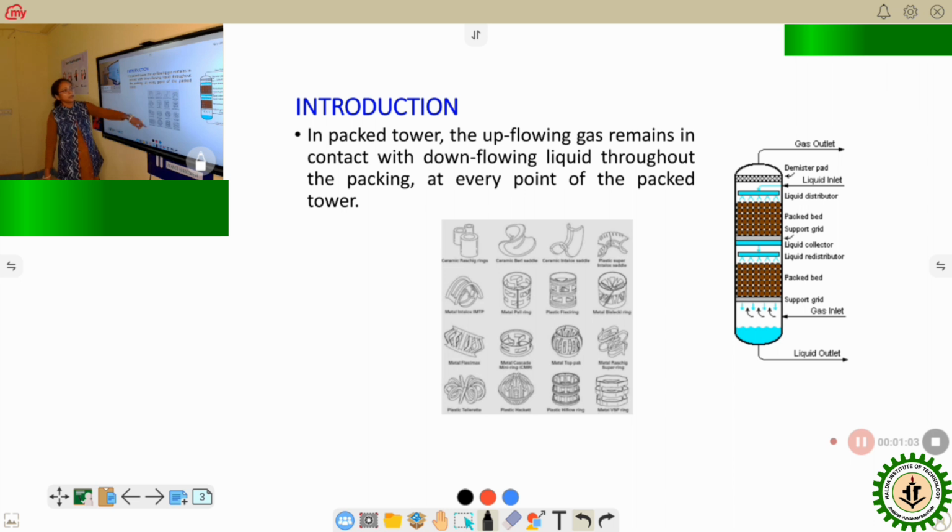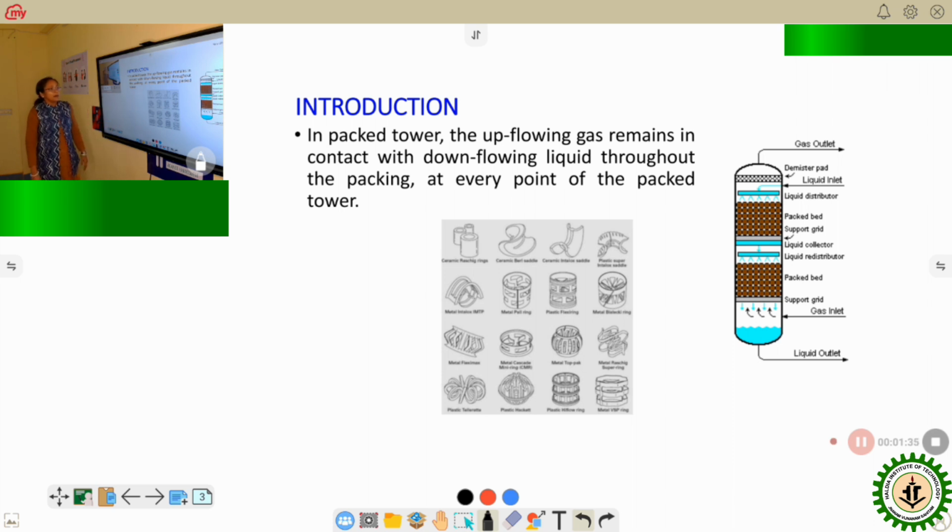And in the packed bed tower, at the top of the tower there is a liquid distributor through which liquid solvent enters the column, and from the bottom of the tower through a nozzle gas enters the column. And there is a support grid on which the packing material is supported, and the gas moving upward and liquid moving downward, contacting between two phases takes place there.